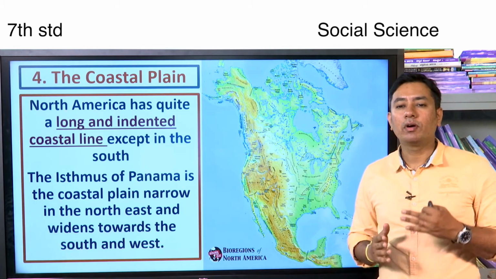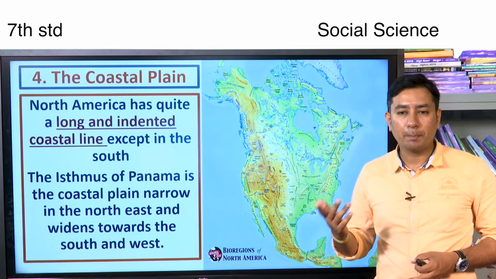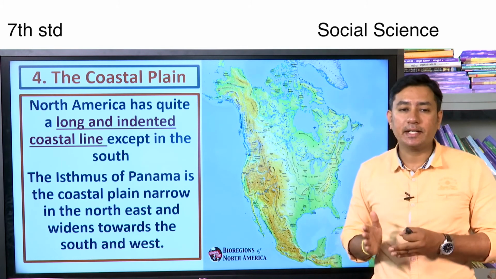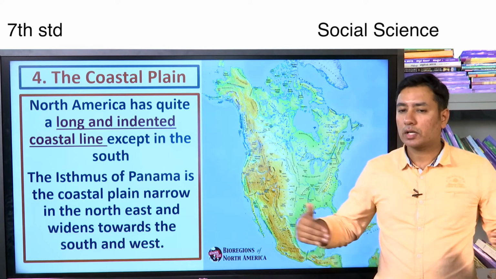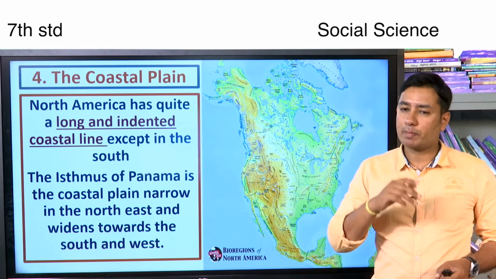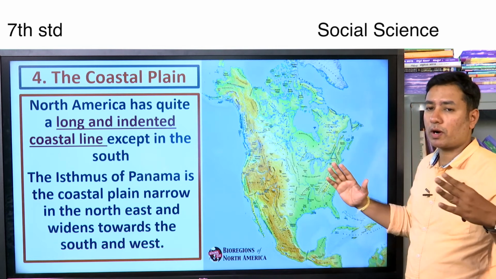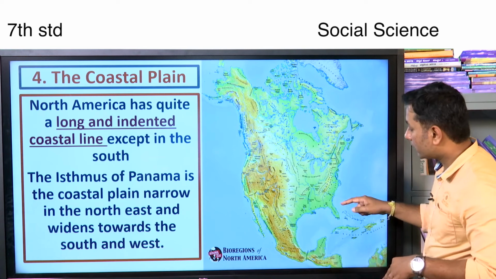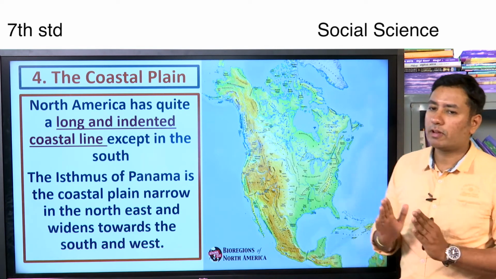The last part of the North American continent's physical features is the coastal plain. Okay, in North America we can see quite large indented coastlines. What is indented? Which is not continuous. Okay, this coastline was cut by the river mouths. The eastern part of this North American continent is broader, and when we come to the southern part of it, especially the southeast part, there we can see the coastline is very narrow.